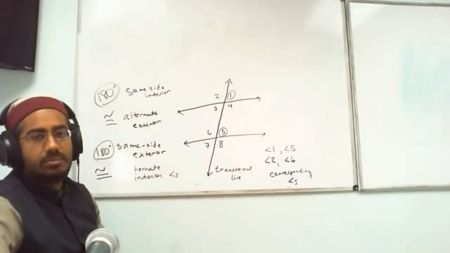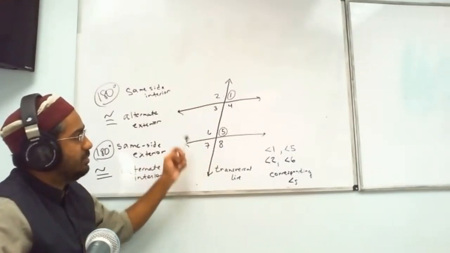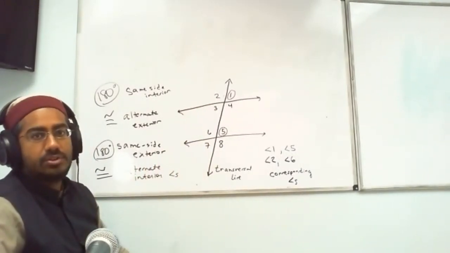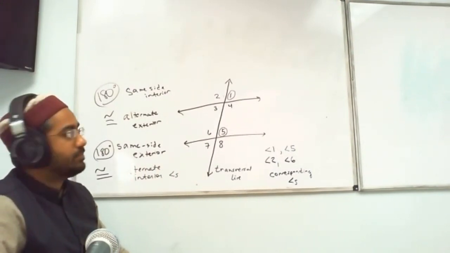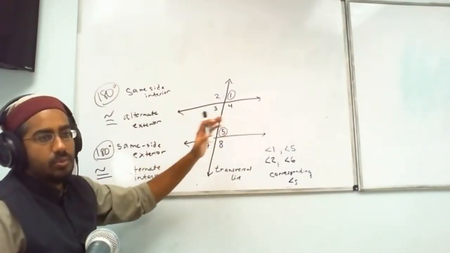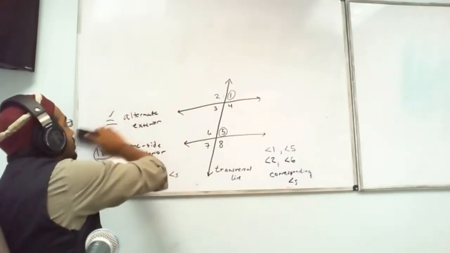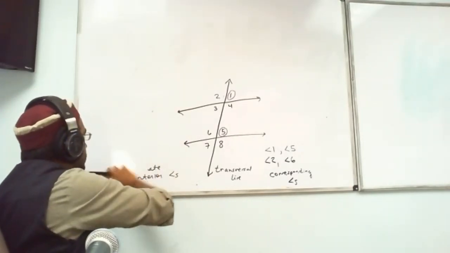Mm-hmm. So they kind of look the same, and you can tell intuitively that they are the same, but we need to show it. So here's what we're going to do. The first thing we're going to do is prove that these two are the same. So corresponding angles, we're going to prove that they're the same. So let's do a 2-column proof for corresponding angles.